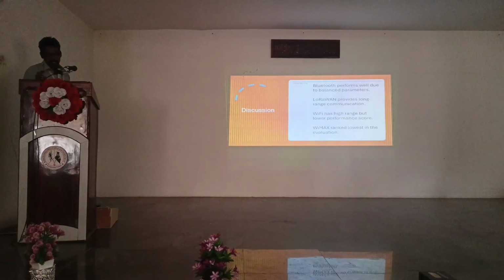Discussion. From the result, several observations can be made. Bluetooth performed best because it provided balanced performance across multiple parameters. LoRaWAN benefited from long range communication, which improved its ranking. Although Wi-Fi has a high range, its overall performance score is lower compared to the other technologies. WiMAX received the lowest rank in this evaluation.